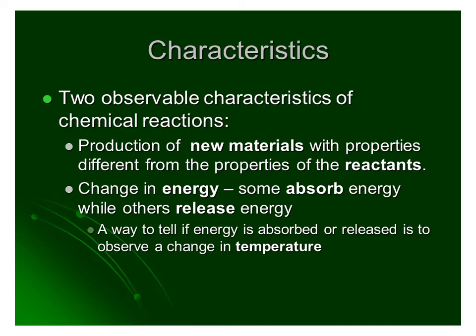So some characteristics, two observable characteristics of a chemical reaction is that, for one thing, there's a production of new materials with properties that are different from the properties of the reactants. So that means that the products look different, they have different characteristics altogether. So it's proof that there's been a new substance. And we've talked before about the definition of a compound is that it's an entirely different substance from the original elements.